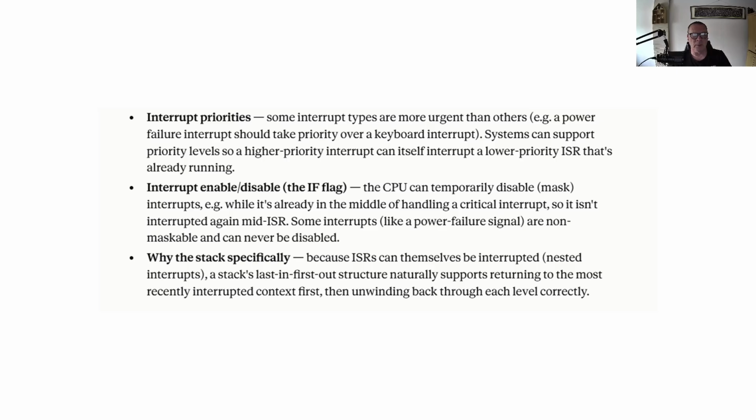And as we said, we're using a stack because its last in, first out structure supports the kind of process that we're doing, where we want to go back to the most recent thing that was running after an interrupt.